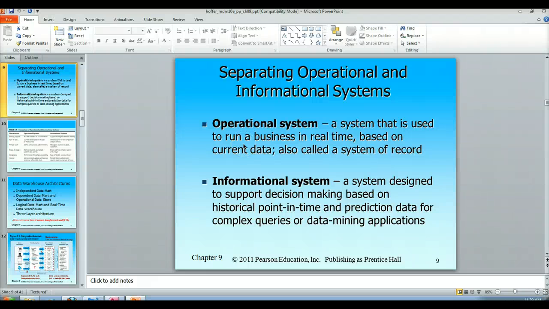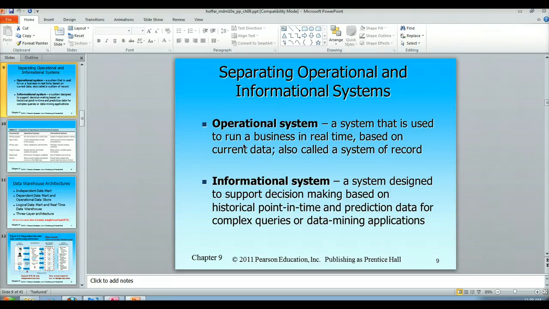Hello and welcome to the video lecture associated with the separation of operational and informational systems. We've mentioned this in previous video lectures. This will be the last time that we go over this again.